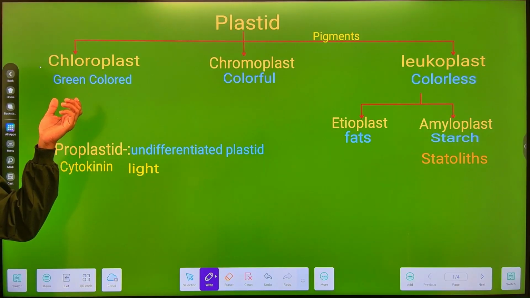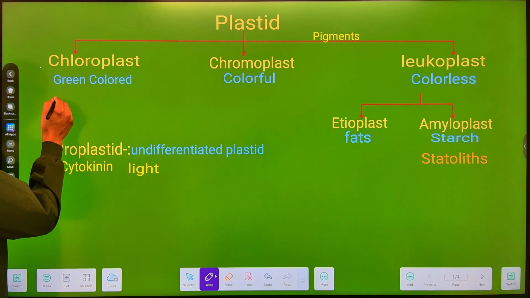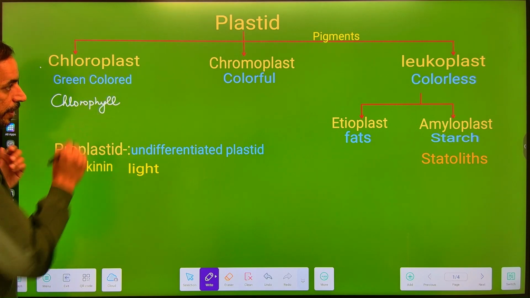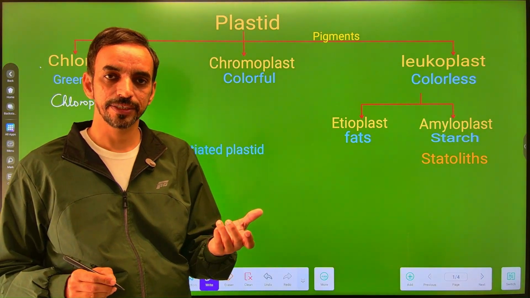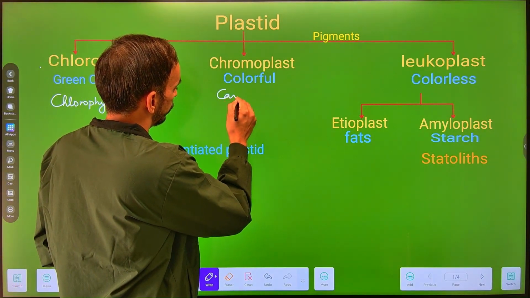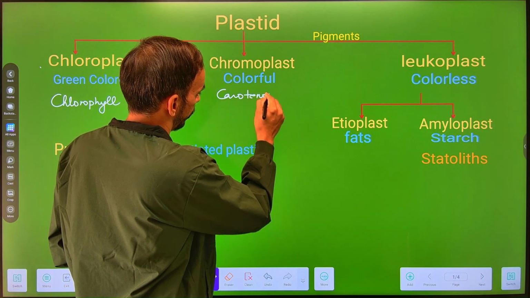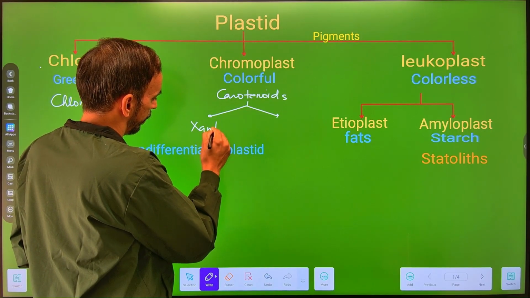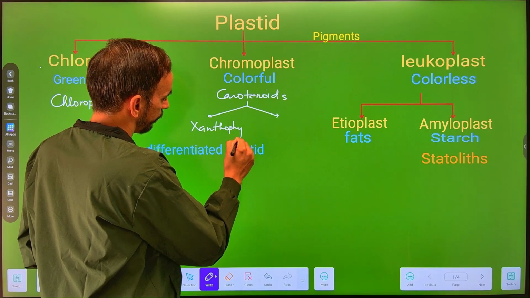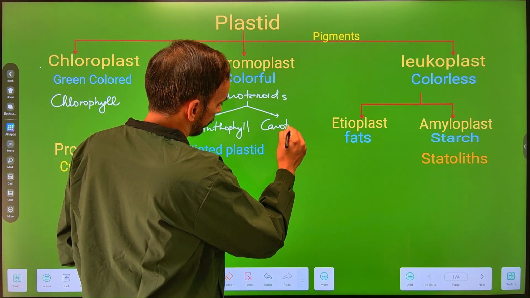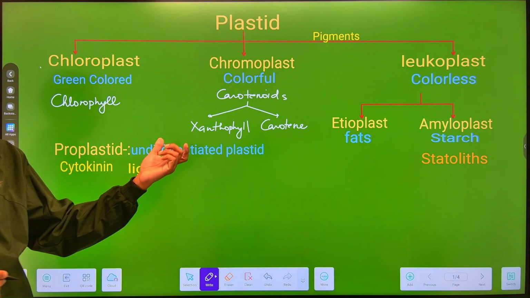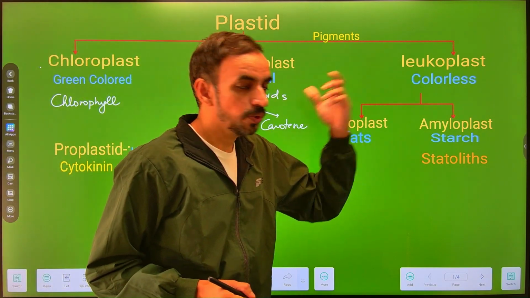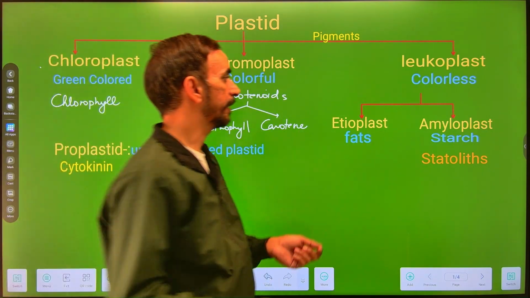For example, if we talk about the chloroplast, it is green in color, and the green color is due to the presence of chlorophyll pigments. And if we talk about the chromoplast, these are colorful plastids, and the color of these plastids is due to the presence of pigments known as the carotenoids. Now these carotenoids are of two types. One is called the xanthophylls, while the other is called the carotenes. So there are two types of carotenoids which provide unique colors to these chromoplasts. Now, the leucoplasts do not have any kind of pigments, so they are colorless.